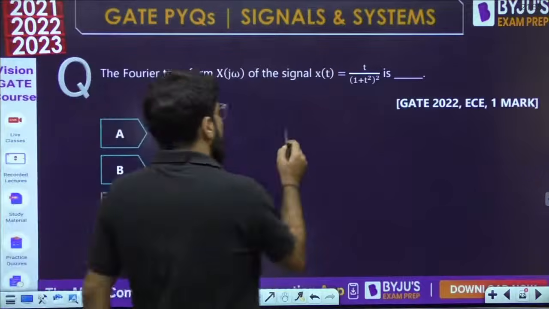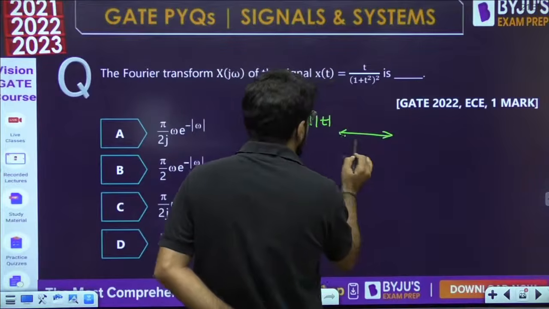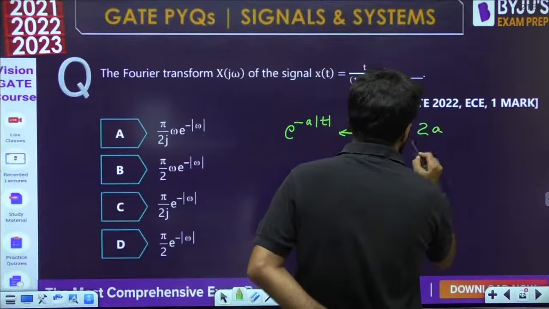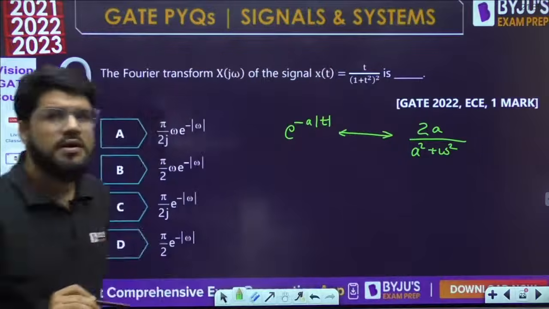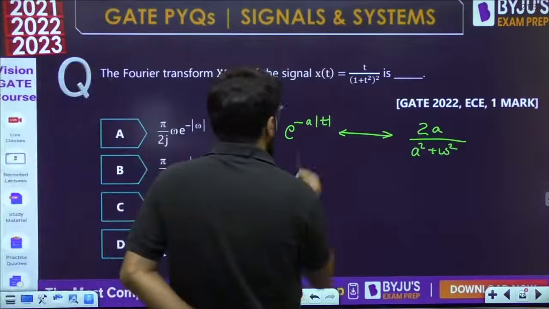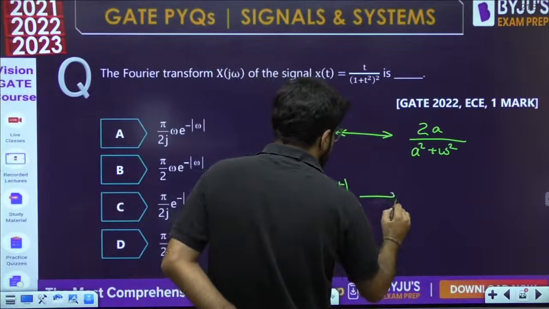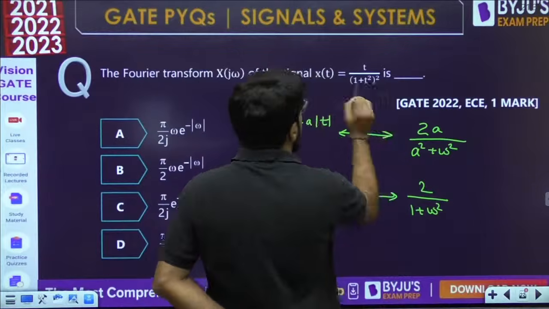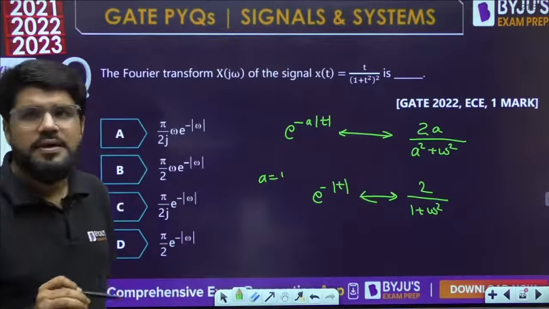Now recall what is the Fourier transform for e power minus a mod t. Fourier transforms of important signals must be remembered. For e power minus a mod t, the Fourier transform is given by 2a divided by a square plus omega square. If I put a equal to 1, I get e raised to the power minus mod t having the Fourier transform 2 upon 1 plus omega square. From here I want to come to 1 plus t square, step by step.